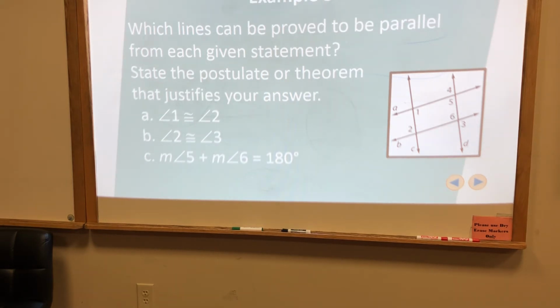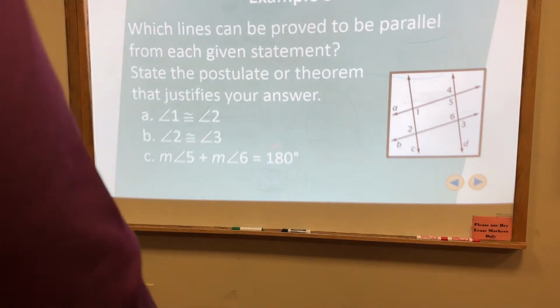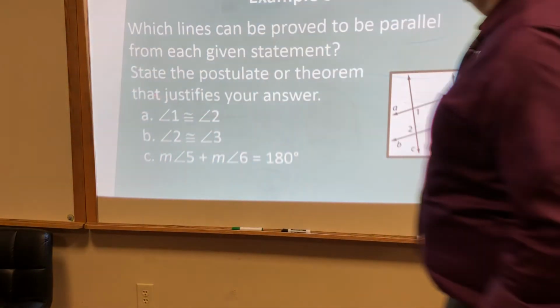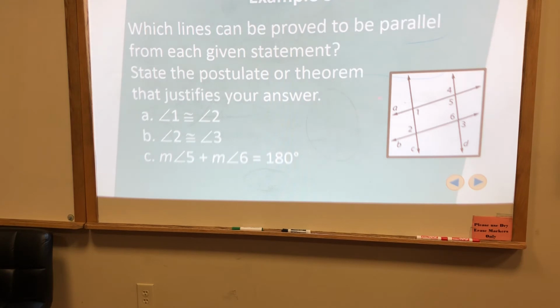One example, it's a big example, and we're going to do this together real quick, okay? It says: which lines can be proved to be parallel? From each of the statements, state the postulate or theorem that justifies your answer, okay? So we're going to be looking at a little drawing over here, and we're going to try to figure out if the lines are parallel.